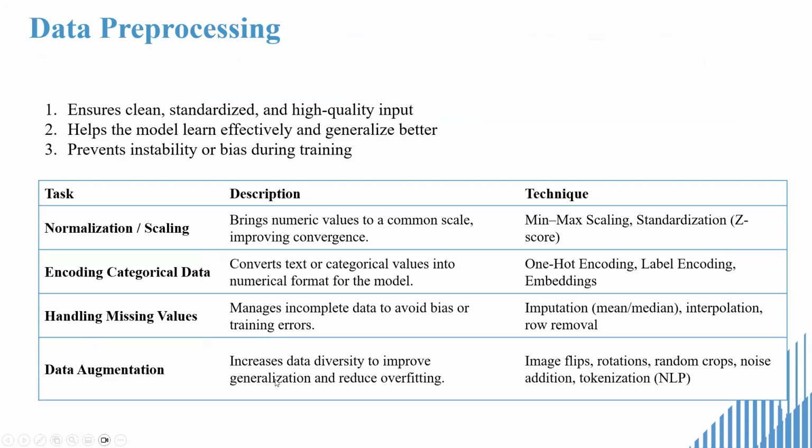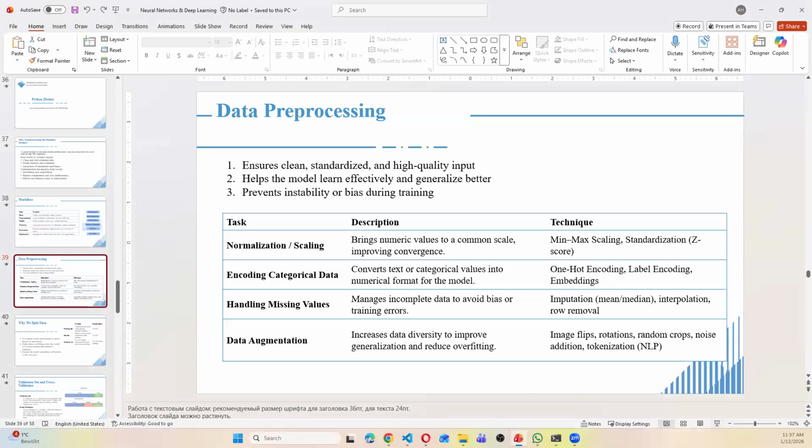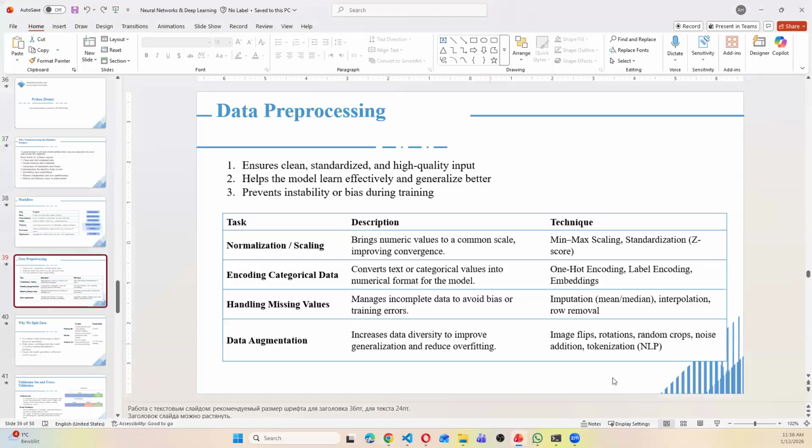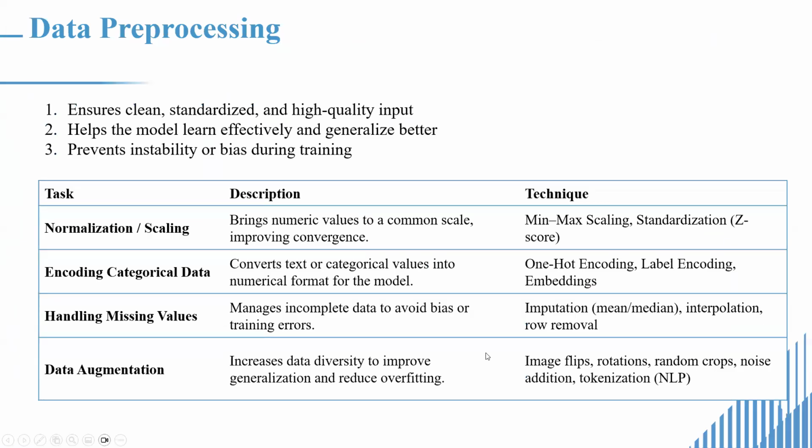It increases data diversity to improve generalization and reduce overfitting. Like what can you do? You can flip the image, rotate, random crops, noise addition, tokenization in natural language processing. So you have an image, for example, of this beer, then you rotate it, maybe 60 degrees, or you flip it, so that the machine should take out the patterns from this image. You can use data augmentation for these purposes.